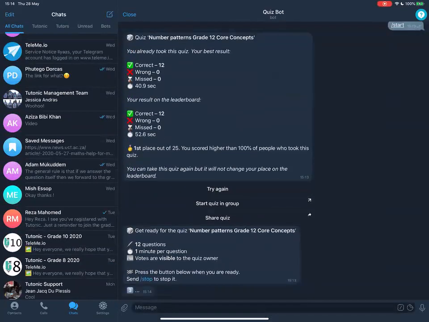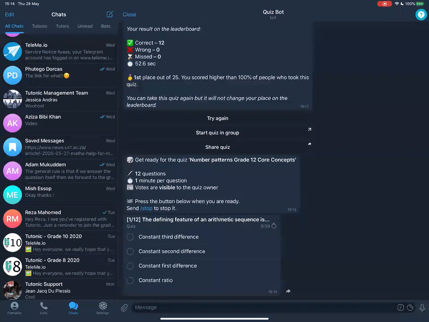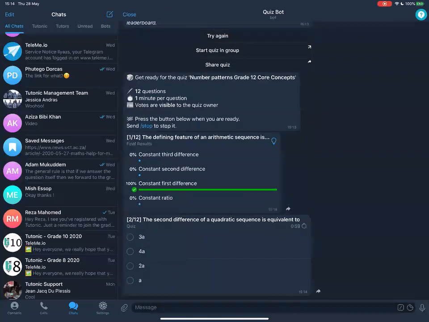Can you guys all see the screen and hear me, right? Yeah. Okay, so the defining feature of an arithmetic sequence is a constant first difference, right? Okay, you're always adding or subtracting the same thing. The second difference of a quadratic sequence is 2a. And what is the first difference equal to? 3a plus b, then 5a plus b, then 7a plus b. Okay, right?